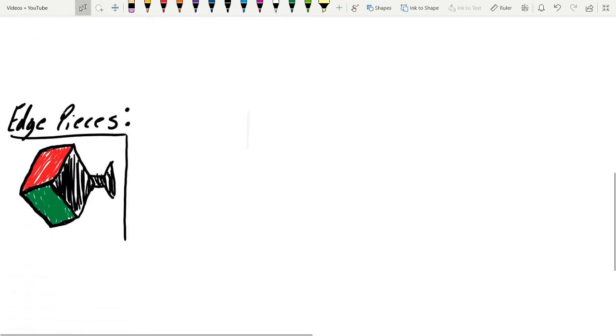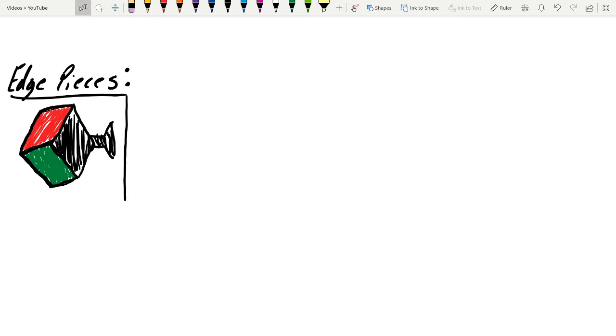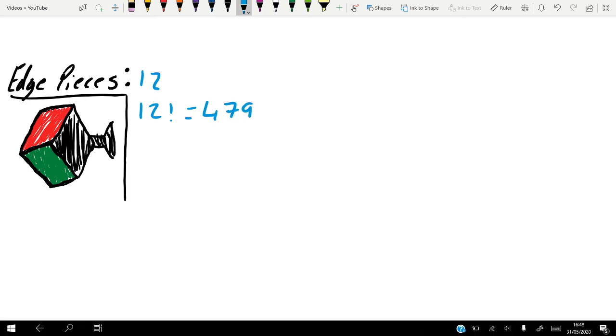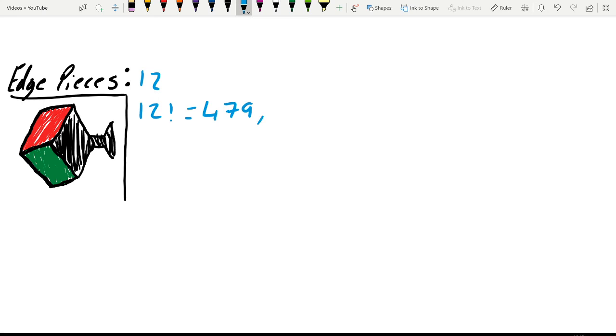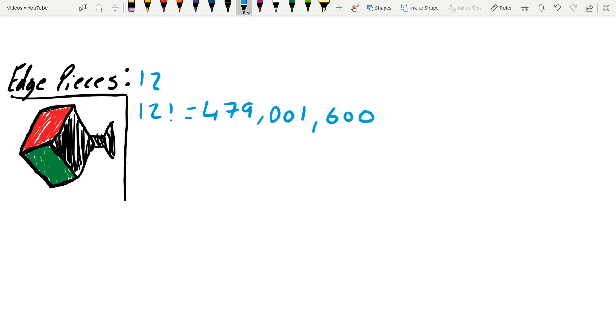So now we'll do the edges. So there are 12 edges. Just like we said, there were 8 corners. There's 12 edges. So we'll work that out with 12 factorial, like from before. And 12 factorial works out to be 479 million 1,600. That's what 12 factorial is.